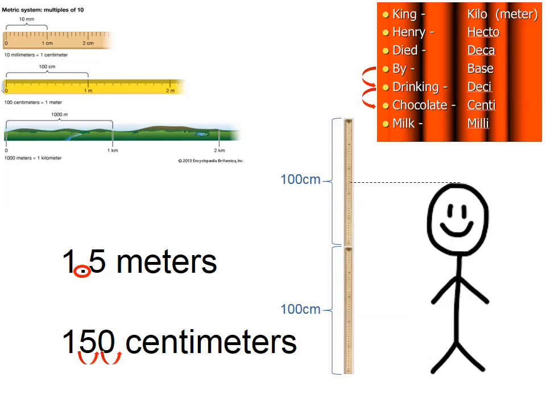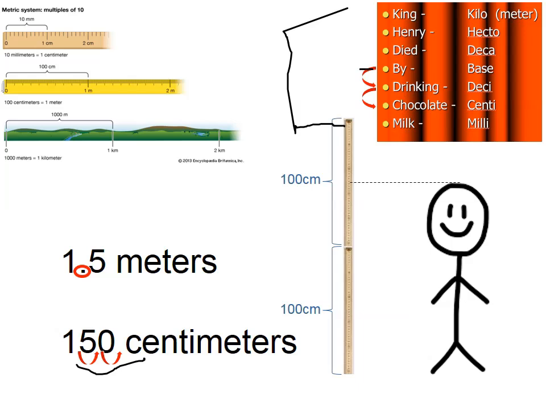To the right 2 spaces, as you can see by the arrows down at the bottom here. Now, if you look up at this cheat sheet that I have up here for you with King Henry died by drinking chocolate milk, you can see that we also had to move 2 spaces, 2 steps on our sheet here. So we went from the base, meters.